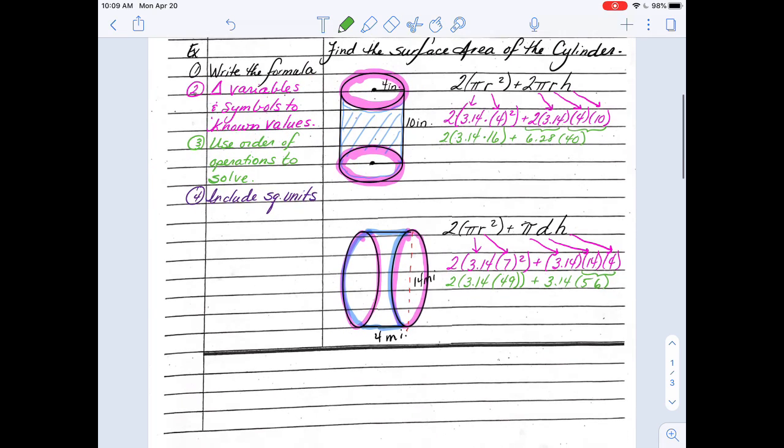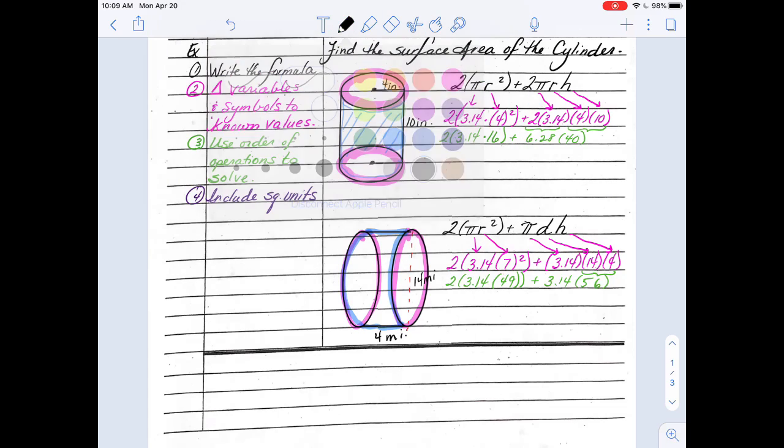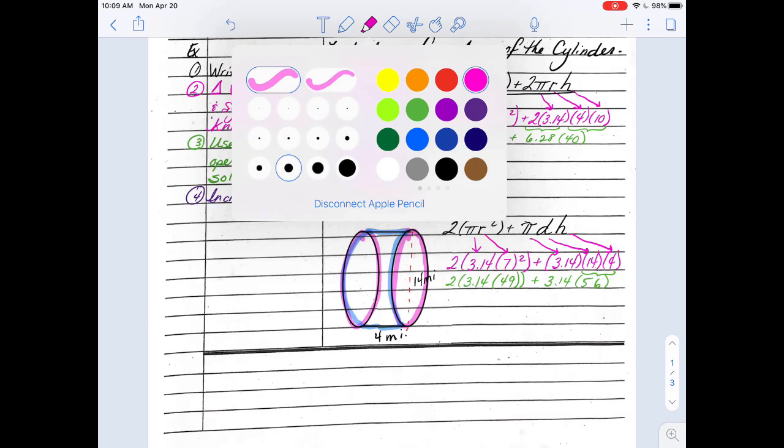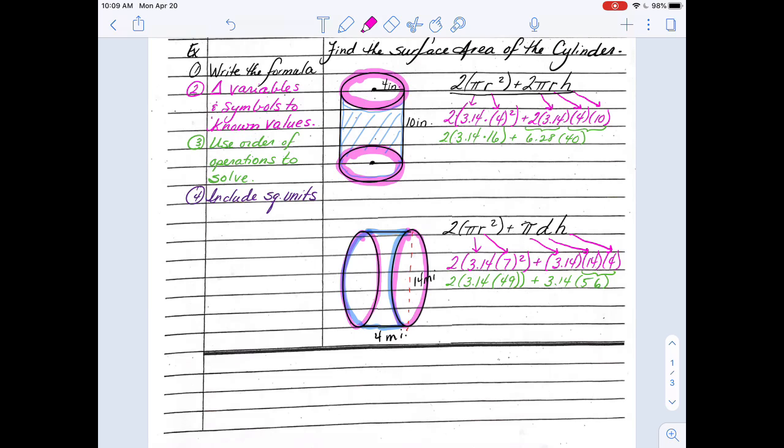I'm giving you an example down here, and I've written out our steps, starting with writing out the formula, which I've already done for you. Then we change all of those variables and symbols to the values that we actually know. We know pi is 3.14, and the radius is 4, and I've got to square that. Then we have 2, pi again, 3.14, radius 4, and the height, which is 10.